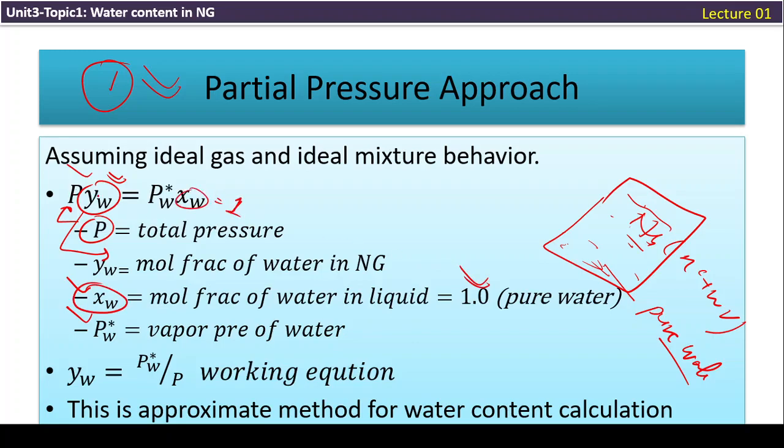So automatically P Y_W is equal to P star_W. So Y_W is nothing but P star_W upon P. That can be considered the working equation for calculation of Y_W, the mole fraction of water in the natural gas. Obviously this is a very approximate method. We can get the water content only as an approximate value, not the exact value.